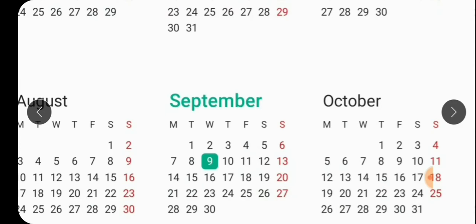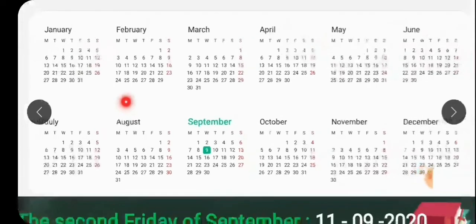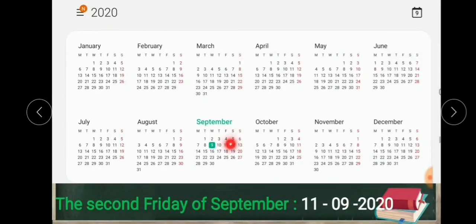Is it clear, children? 4th is the first Friday and 11 is the second Friday. So we can say 11/9/2020 is the second Friday of the month of September of the year 2020.